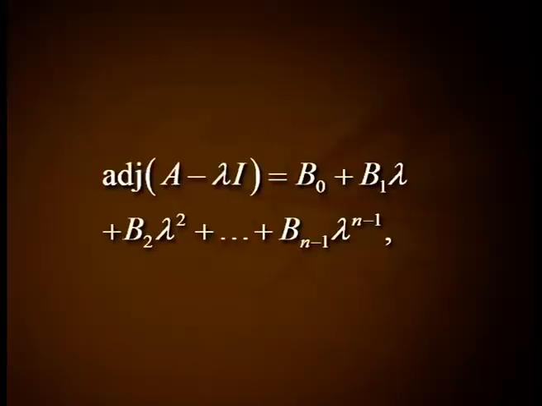Proof of the Cayley-Hamilton theorem. Since the elements of the matrix A minus lambda into I are at most of first degree in lambda, the elements of the matrix adjoint of A minus lambda into I are ordinary polynomials in lambda of degree n minus 1. Therefore, adjoint of A minus lambda into I can be written as a matrix polynomial in lambda given by adjoint of A minus lambda into I equal to B naught plus B1 into lambda plus B2 into lambda square plus etc. Bn minus 1 lambda raised to n minus 1, where every B is an n square matrix for r equal to 0, 1, etc., n minus 1.